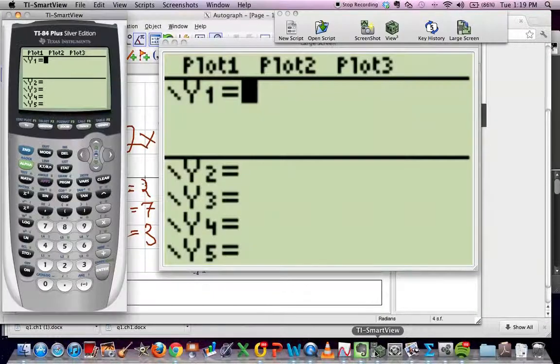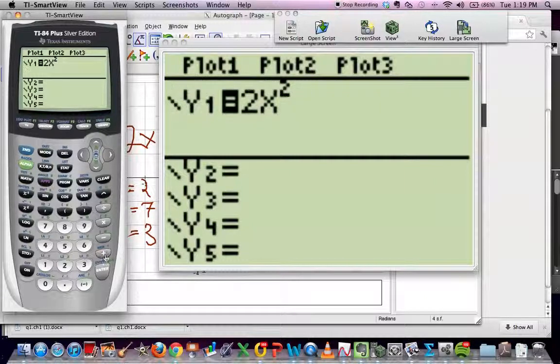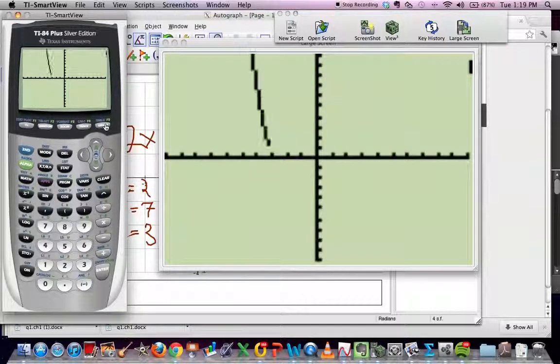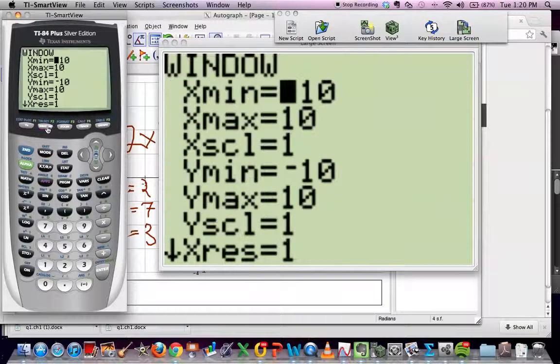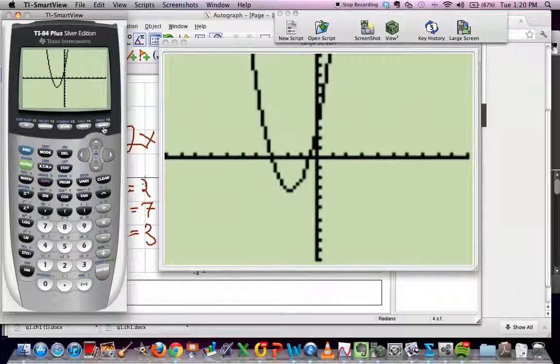Go to your graphics calculator. You're going to enter in that equation. Go to your screen. I can clearly see the two roots there. You may have to go to zoom or your window and change it in order to see those two points. But in this case, negative 10 to 10 works pretty well.